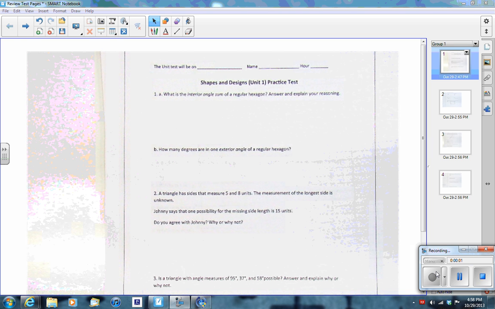Welcome to the Shapes and Designs Unit 1 practice test, the solution set to page 1.